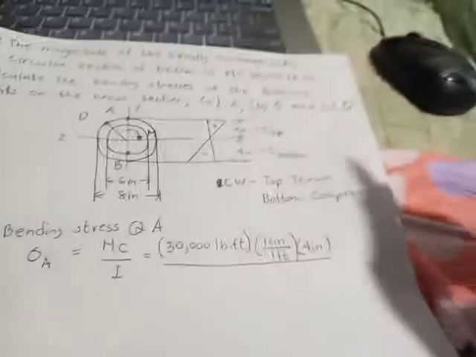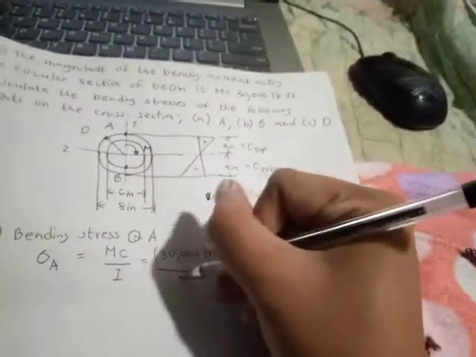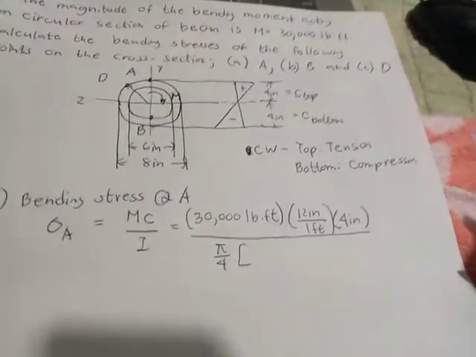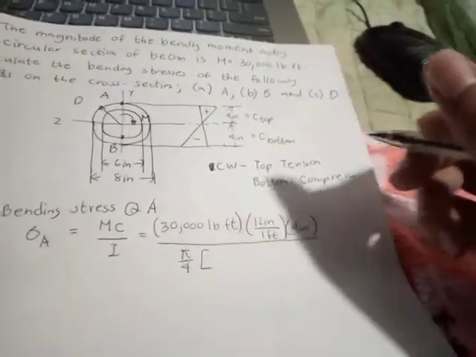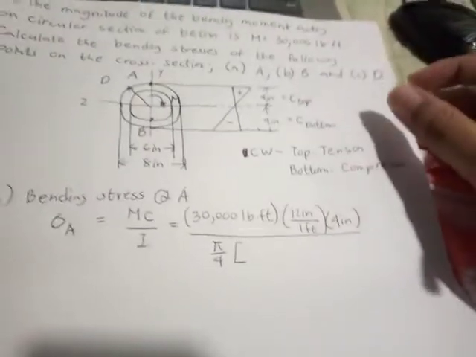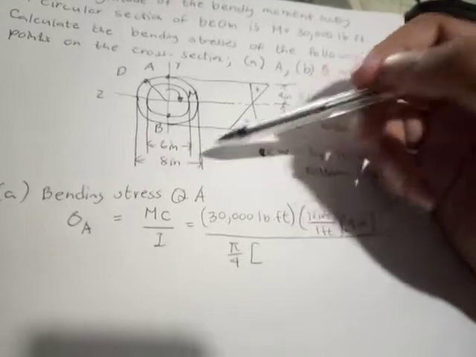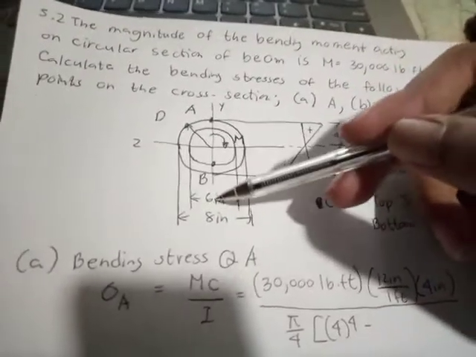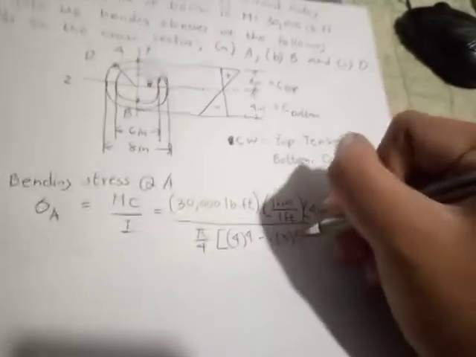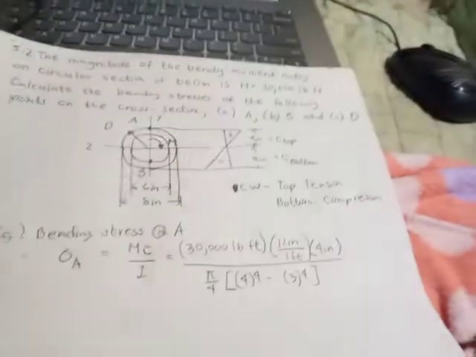And then our I is equivalent to, the formula is actually pi over 4 times big R to the fourth minus small r to the fourth. Our big R here is 8 divided by 2, so it will be 4 to the power of 4. And then the small r, obviously, is 6 inches divided by 2, so 3 to the power of 4.